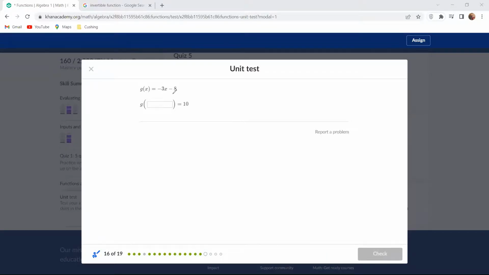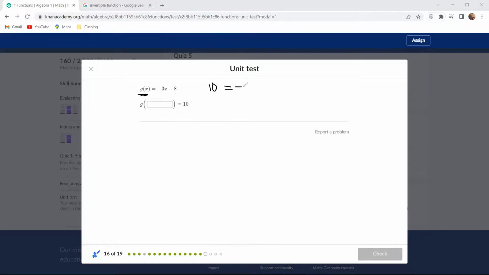So this says g of x equals negative 3x minus 8. So g of what is negative 10? What x value would we have to put in to make the output 10? We can figure that out because 10 is the output. So we don't have to guess, we can just say it's 10, and then we can solve.